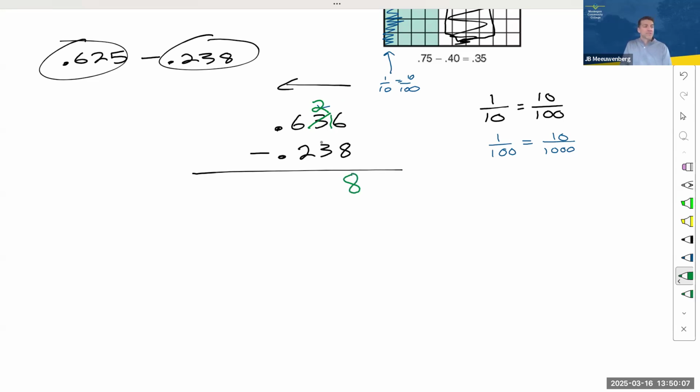When we go into the hundredths column, we now are unable to do 2 minus 3, so we have to borrow or regroup again. 6, which was in the tenths place, now becomes a 5, and we've borrowed 1/10. We will add it as 10 hundredths to the 2, and 2 becomes 12. 12 minus 3 is 9. 5 minus 2 is 3. Our decimal point comes straight down, and we are done. 398 thousandths.